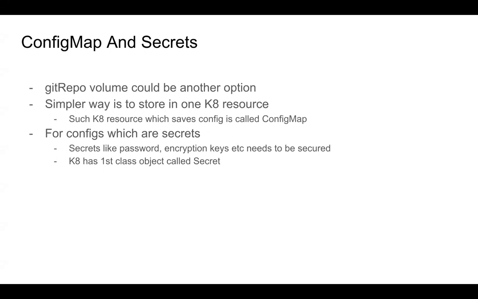We discussed Git repo volume. You can have the configuration in a Git repo, attach it as a volume, and your application can read from there. But Kubernetes provides you one object, one way, to store this configuration. You store this configuration in a Kubernetes resource, and that resource which saves the configuration is called ConfigMap.